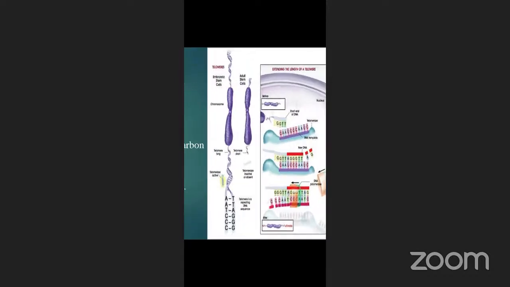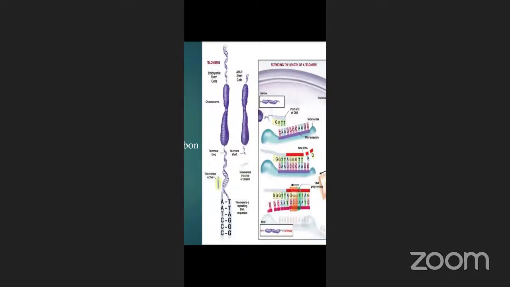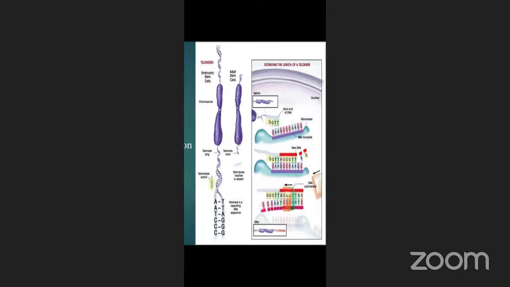So here you can see the telomeres are at the ends. The function of the telomere is that while replication, some amount of the chromosome will be lost. If such a thing happens, then after some generations, complete genetic information will be lost. So in order to prevent that, the edges are protected by the telomeres.